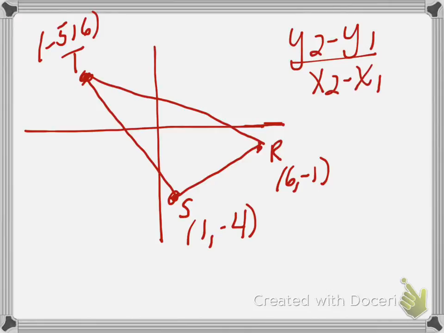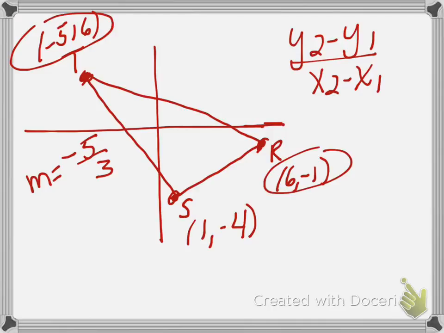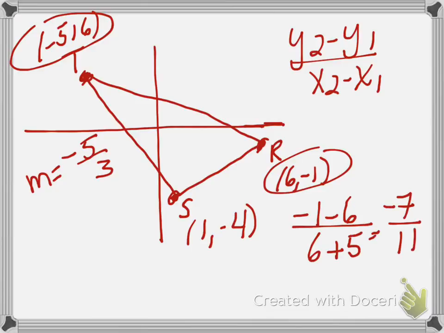In any case, no matter how you do it, you're going to get negative 5 over 3 for the slope. And then if you do the slope going from T to R, again, count up and over or use the slope formula. It doesn't matter which way you want to do it. So why don't we do the slope formula just for practice? We're going to use these points T and R. So it's going to be y2 minus y1 over x2 minus x1. This gives us negative 7 over 11.